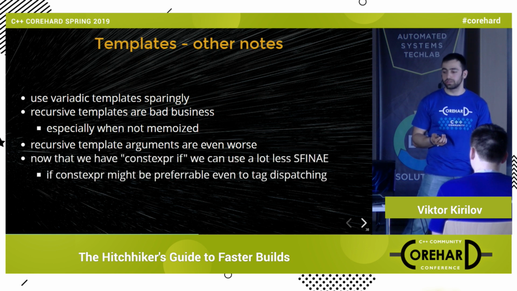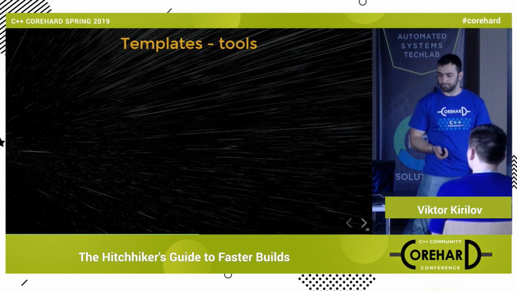Also, now that we have constexpr if, we can use a lot less SFINAE, because we can just branch inside of our function based on types or whatever at compile time. And we don't have to use a bunch of templates to use SFINAE.